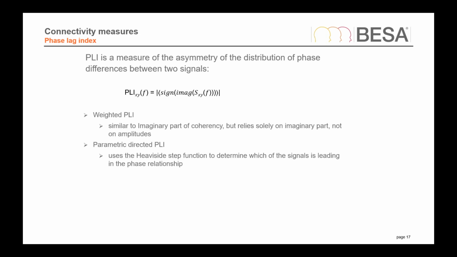It is also normalized, so it does not give you the directional value. However, there's a couple of different flavors of it that we can use. If we look at the parametric directed PLI, which uses a Heaviside step function, then we can actually determine which of the signals is leading in the phase relationship. So in that way it's a little bit similar to the imaginary part of coherency.